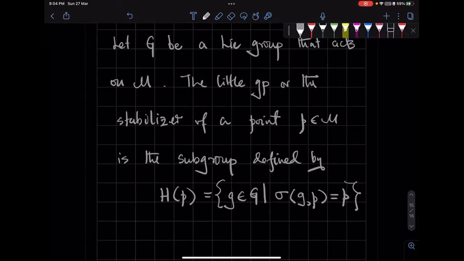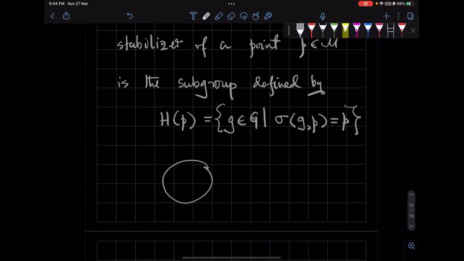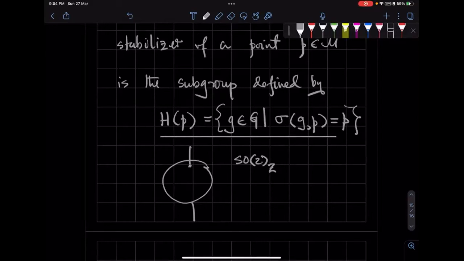SO(3) of the two-sphere, the North Pole. SO(2), yes, exactly. So if I take the two-sphere and take the North Pole, then of course what I've been calling SO(2) doesn't change the North Pole, right? And you can show that that is a subgroup. It's not immediately clear that this is a subgroup, but you can show that H satisfies all the axioms of a group, and therefore it is a subgroup. Okay? Any questions?